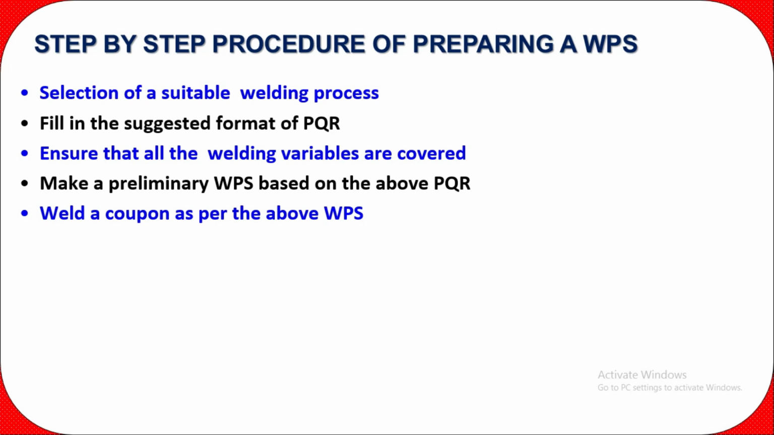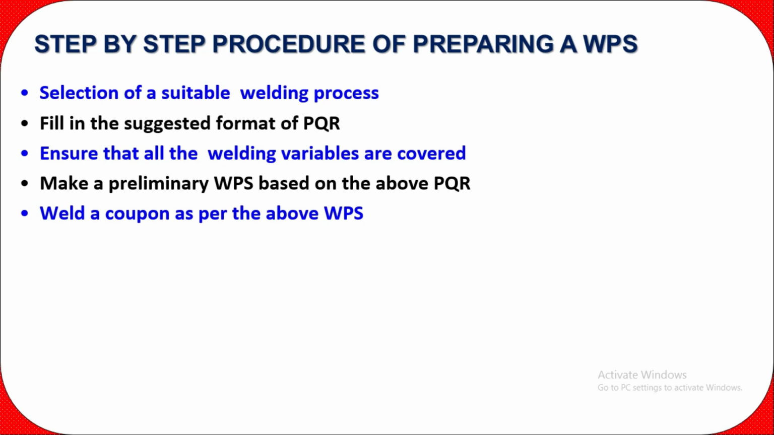Fill in the suggested format of the PQR. The suggested format is there in the PQR, the procedure qualification record. So what are the records that will be filled in the PQR? Ensure that all the welding variables are covered. As per ASME Sec IX, essential variables, non-essential variables, all supplementary variables, all the variables should be covered in the PQR record. Nothing should be left.